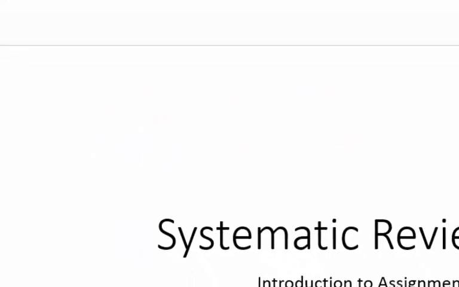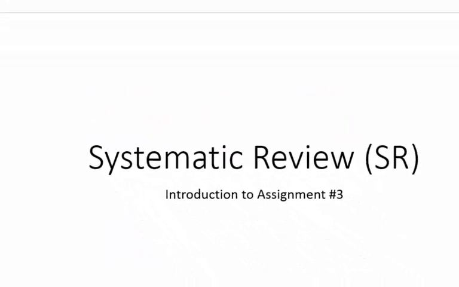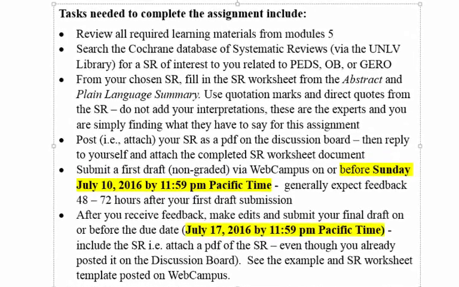For Assignment 3, you will need to complete a few tasks. Begin by reviewing the required learning materials, any videos or written materials regarding systematic reviews that are found in Module 5. Then, via the UNLV library, search the Cochrane database of systematic reviews. Find a systematic review that is of interest to you related to either PEDS, OB, or GERO.